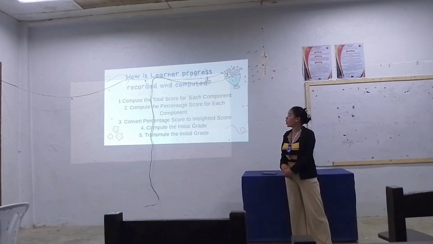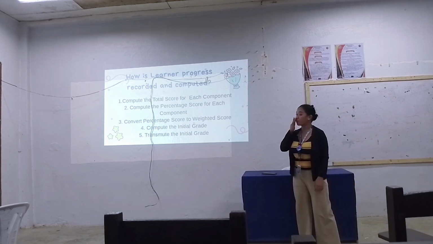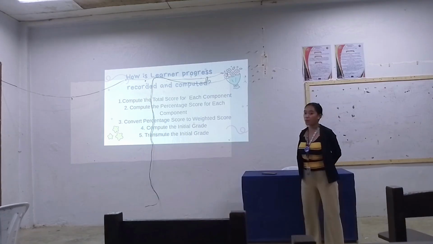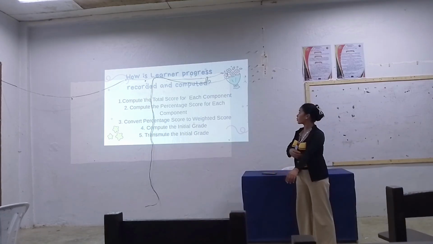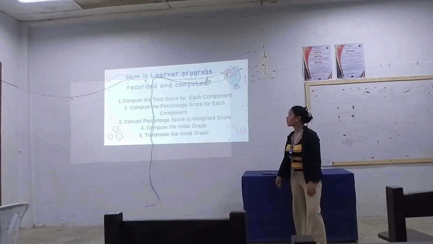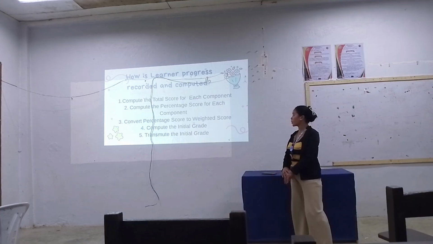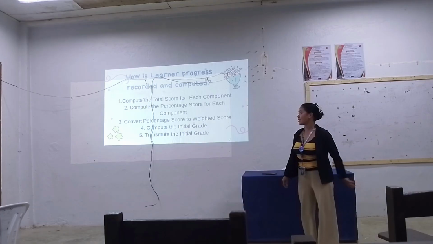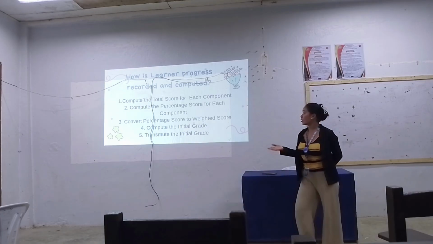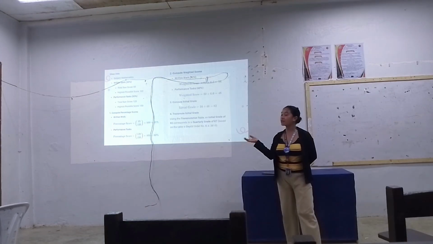Then let's move on to how the learner's progress is recorded and computed. The first is compute the total score for each component. The second is compute the percentage score for each component. Then convert the percentage score to the weighted score. Then fourth, compute the initial grade. Then last is transmute the initial grade. So, let's have an example, step by step.